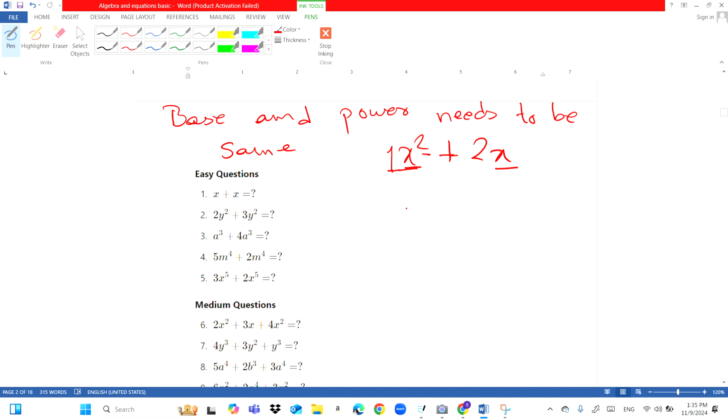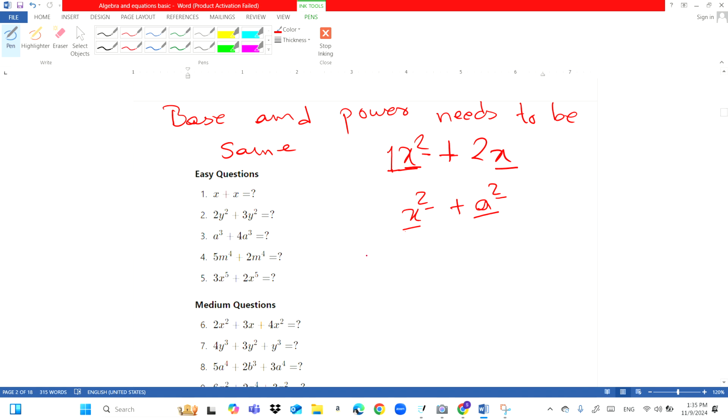Let's take another example. If it is x square plus a square. Now let's check. We do have the same power here. Here is also power 2, here is also power 2. And what about the base? The base is x, but the base here is a. So although the power matches, the base does not match, so we cannot add these as well.